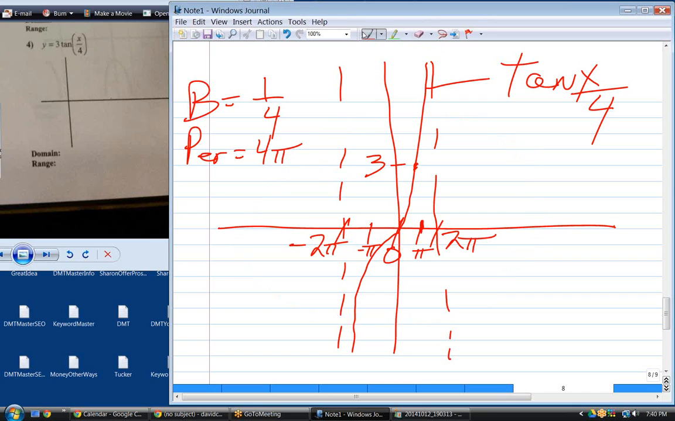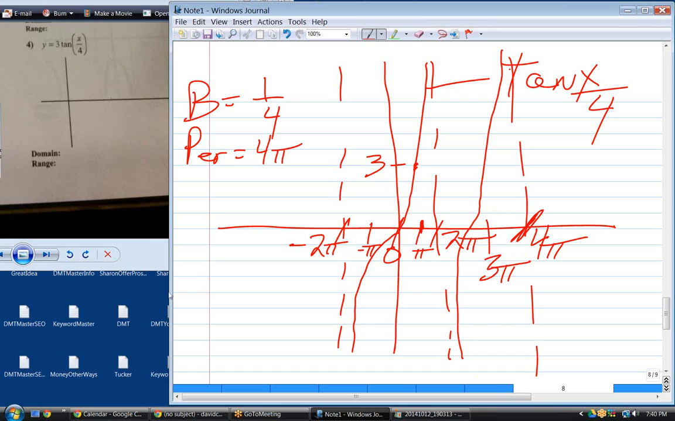Okay. X-intercepts. Let's draw one more period of this. What's this point over here? 4 pi. Okay. What's this intercept right here? 3 pi. So our x-intercepts are 0, and then odd multiples of pi. In other words, our intercepts are 0, and then another one at 3 pi, and then another one at 5 pi. So odd multiples of pi are our intercepts.